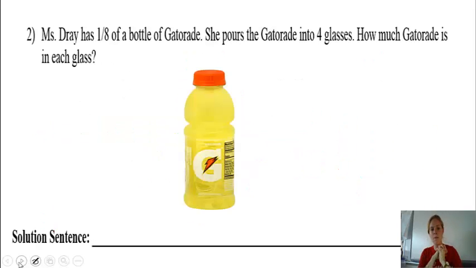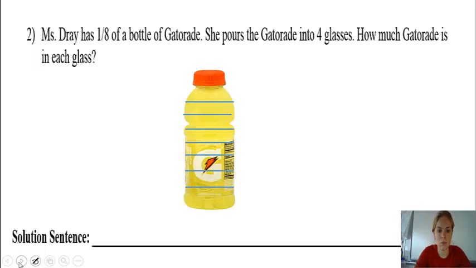Ooh, this is about me. I love to use pictures when I'm working with word problems, so if you find yourself and you want to draw a model of a Gatorade bottle, please do so. It's great to see these pictures in your mind. Just like when we read, we like to make pictures in our mind. Miss Dre has 1/8 of a bottle of Gatorade. Oh, so I really don't even have this whole Gatorade.